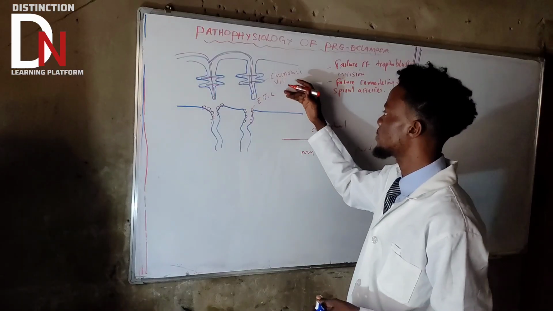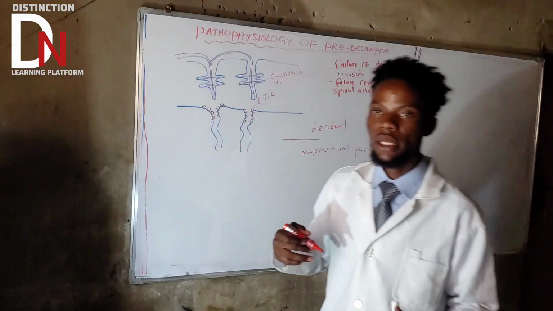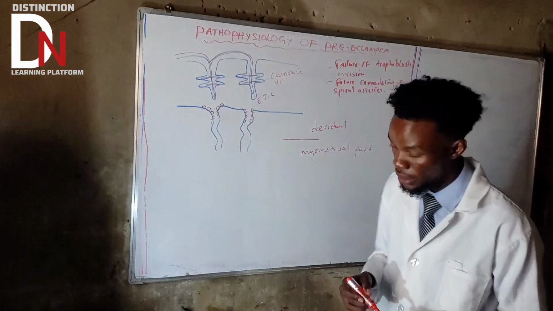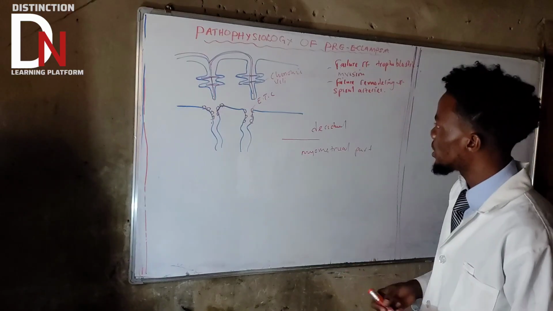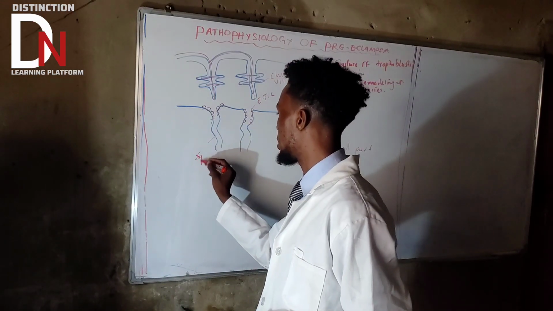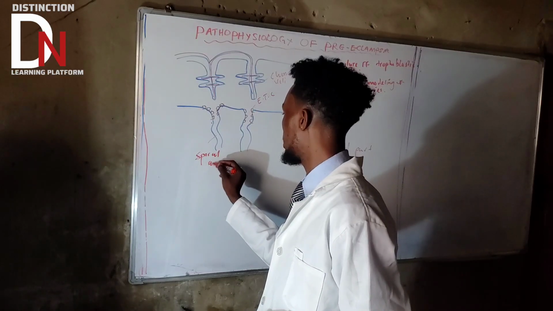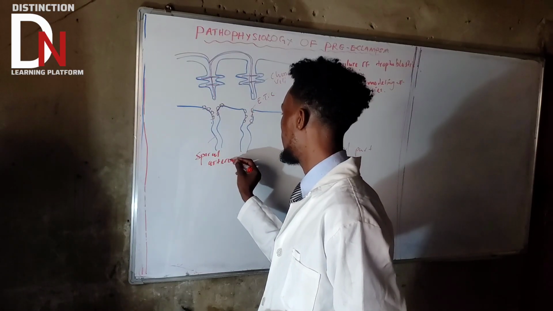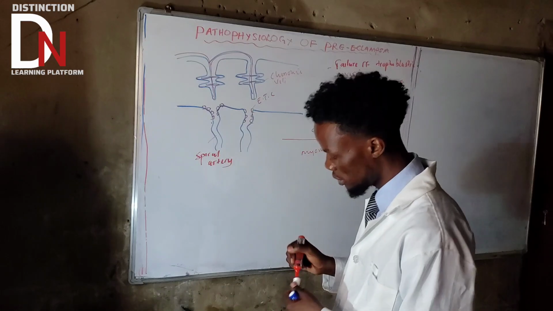And what do we call this space? We call it the intervillous space. Okay. So those are the important parts that we need to understand. And the last one is this one, which is the spiral artery. The spiral arteries. Okay, let's just say artery.